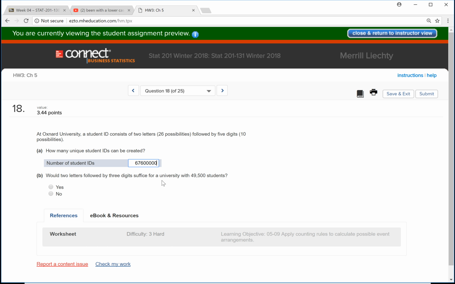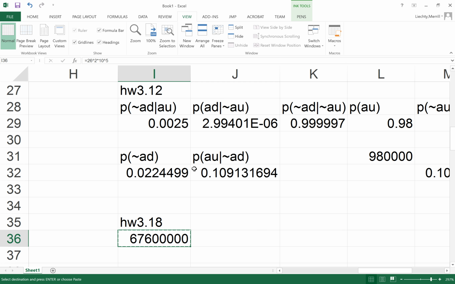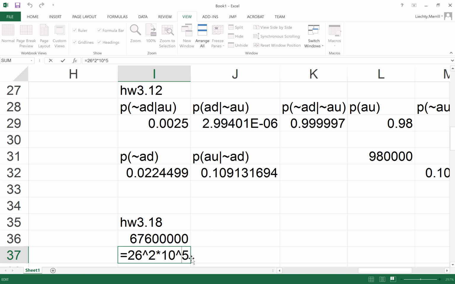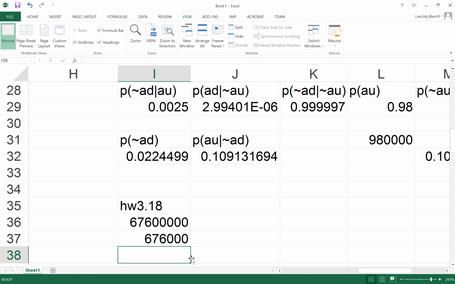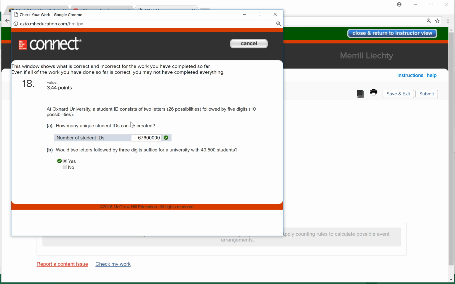Would 2 letters followed by 3 digits suffice for a university with 49,500 students? So if there are only 3 numbers following, is that going to be enough? So 26 squared times 10 to the third. So all we have to do is divide that by 100. Let's just copy and paste that to a 3. So we have 676,000. So yeah, that should be enough, shouldn't it? I'm going to say yes. Check our work. And looks like we got it right.